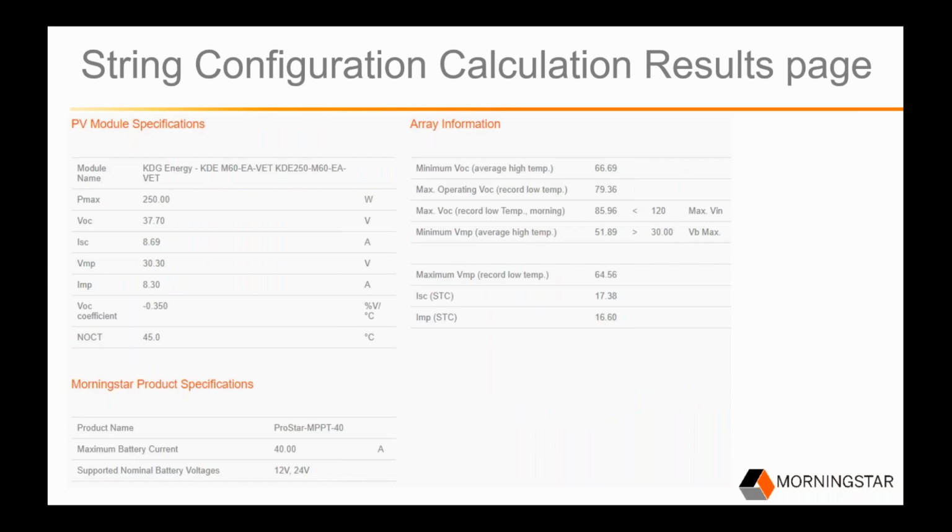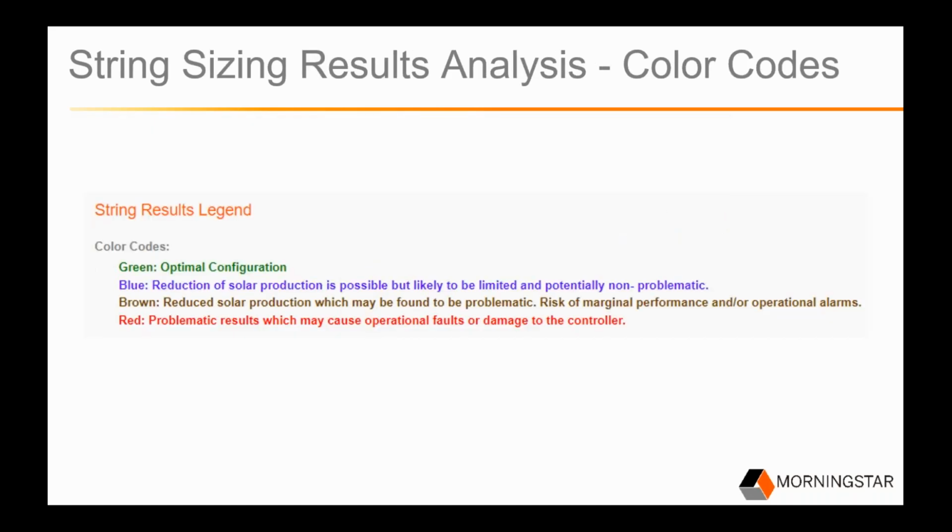The left side of the results page also displays the PV module and controller specs. On the right, you see additional information about the array. Voltage info includes the relation of the string voltages with the minimum and maximum input voltages of the system. Total array current information wasn't included on the main calculator page, but it is available here.